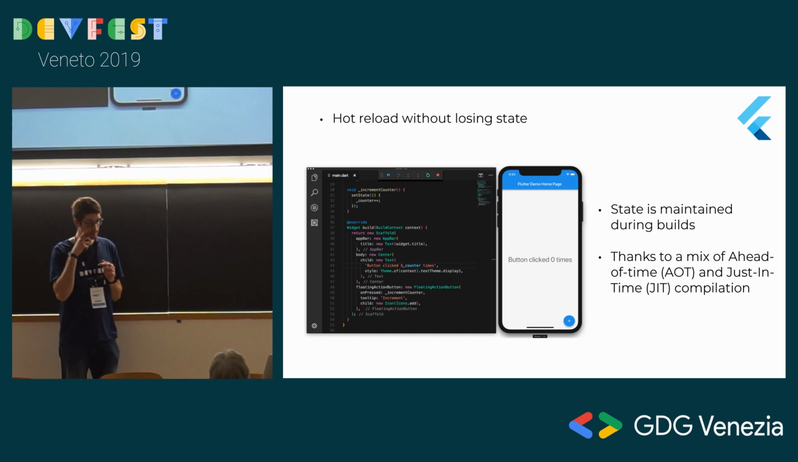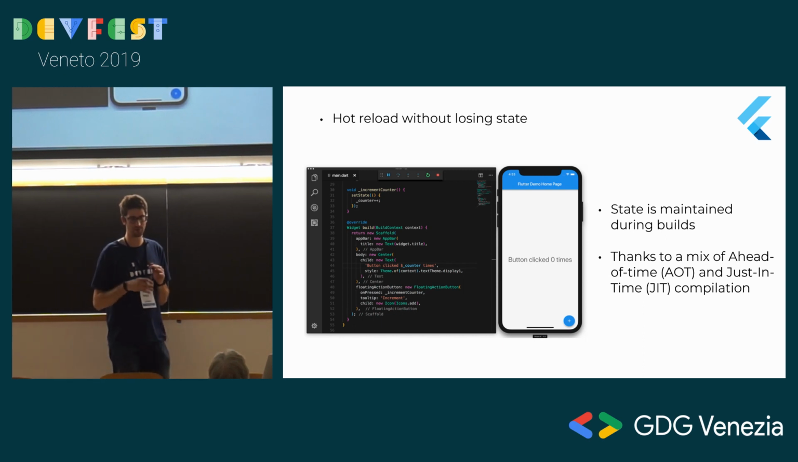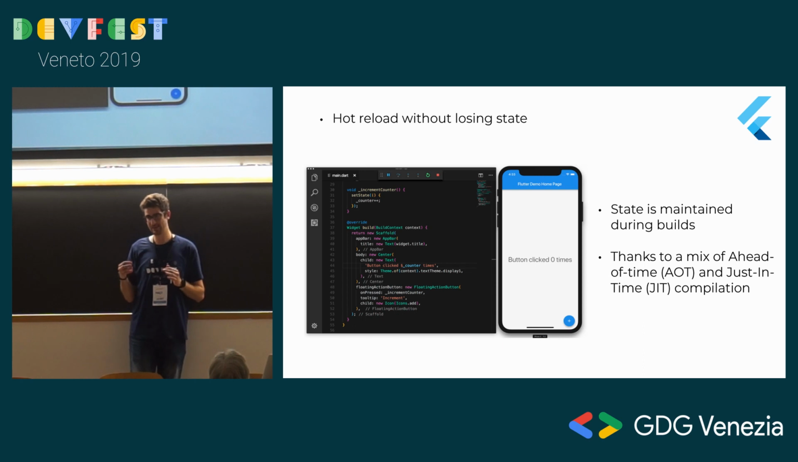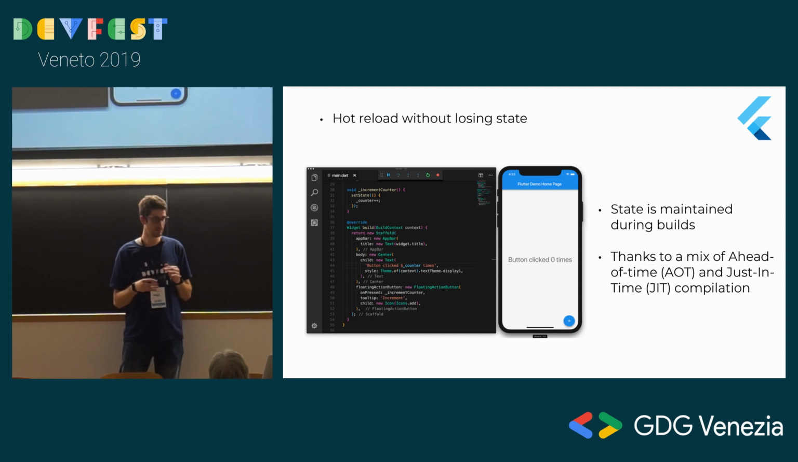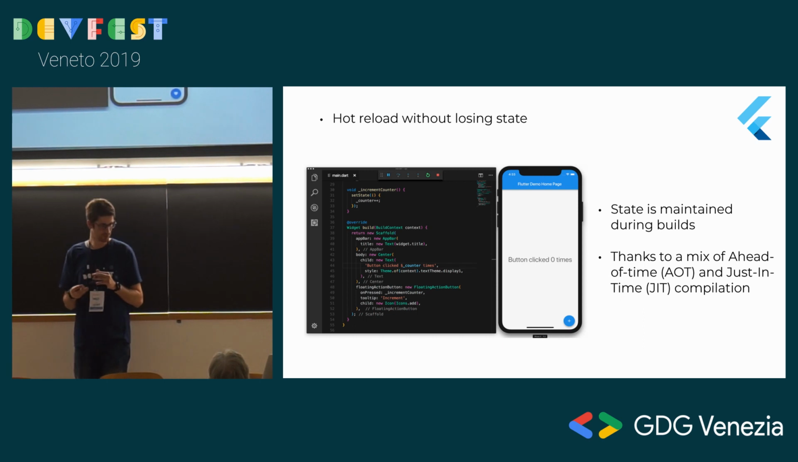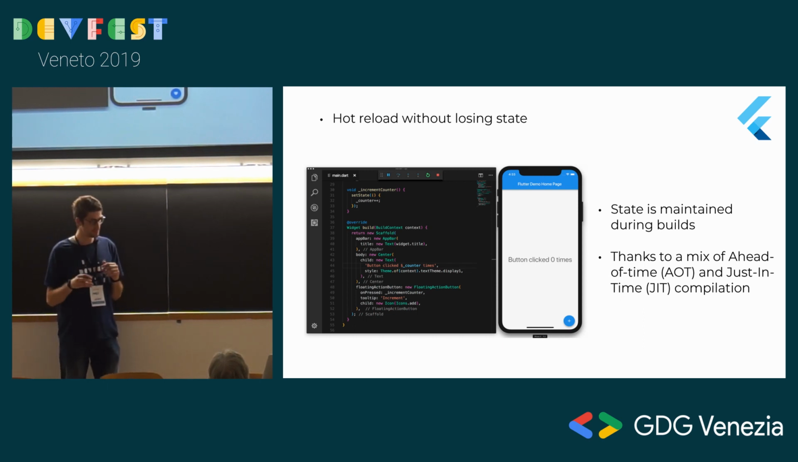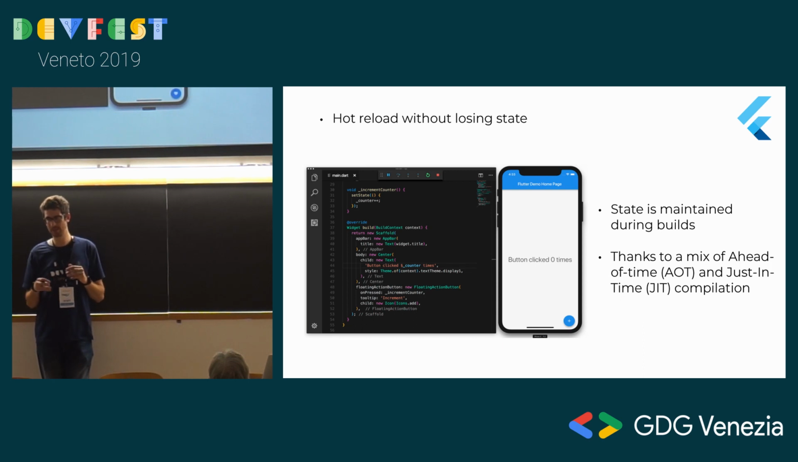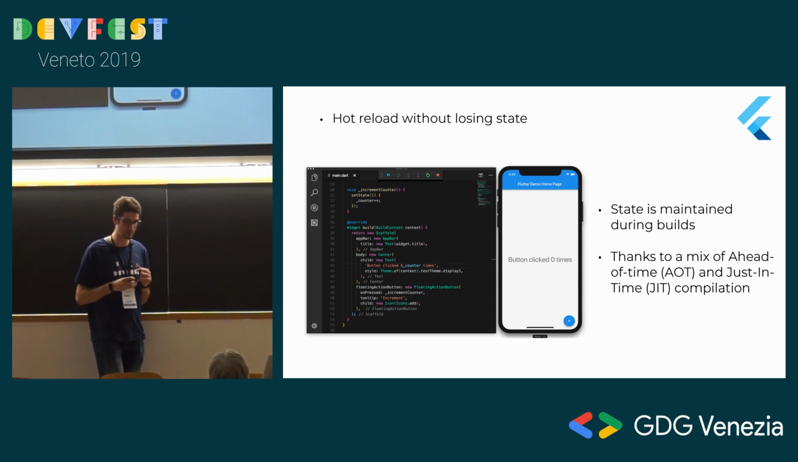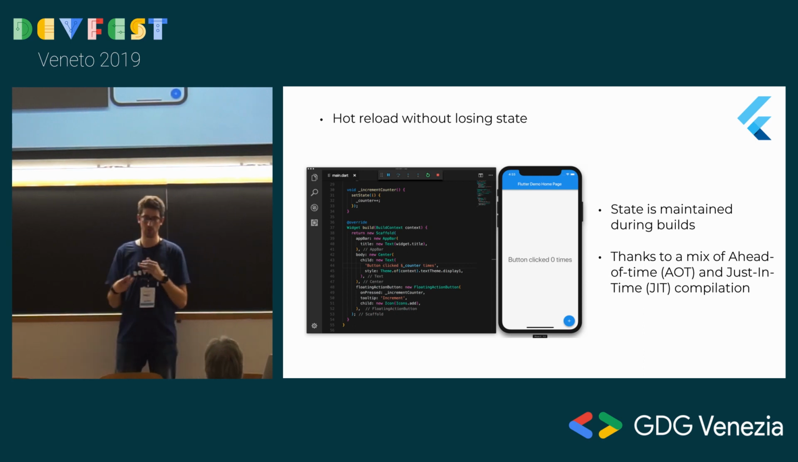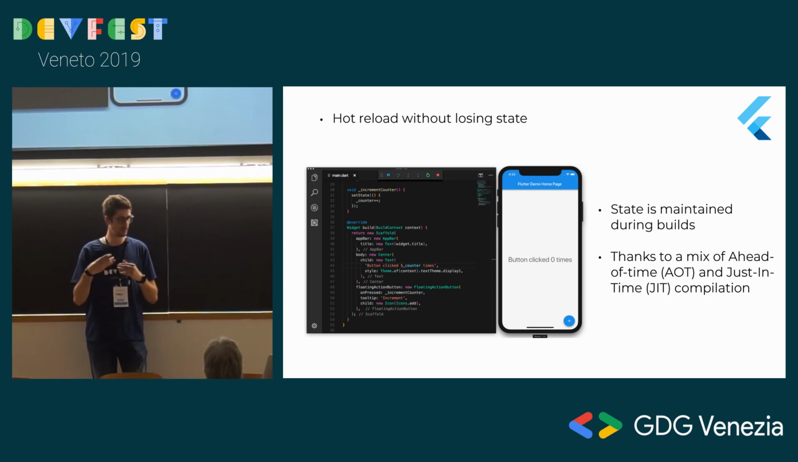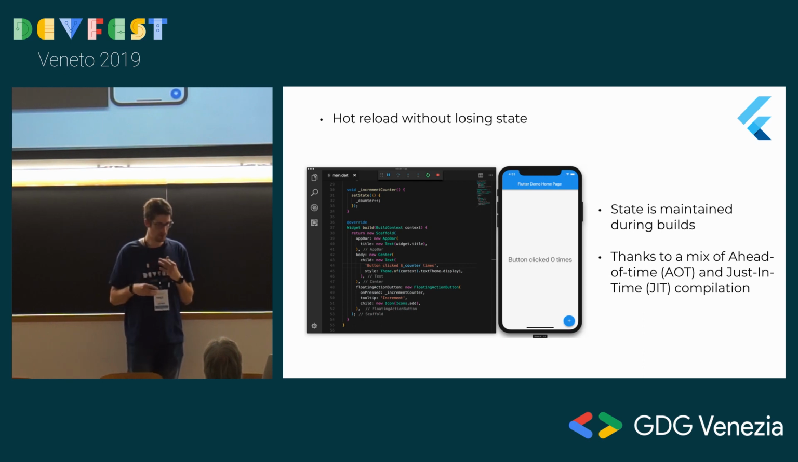Instead, in Flutter, this is achieved by using a combination of ahead-of-time compilation and just-in-time compilation. For the release builds, there is the ahead-of-time compiler that generates native code during compile time, so everything is fast. And instead, for the debug builds, there is a just-in-time compiler. So there is a virtual machine that receives the new bytecode and replaces the old. And so the hot reload is possible in this way.